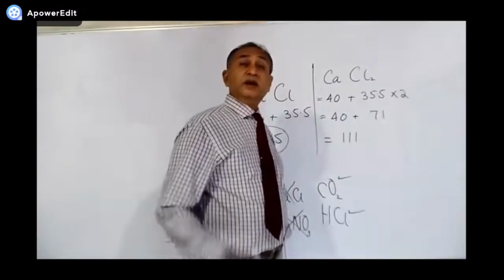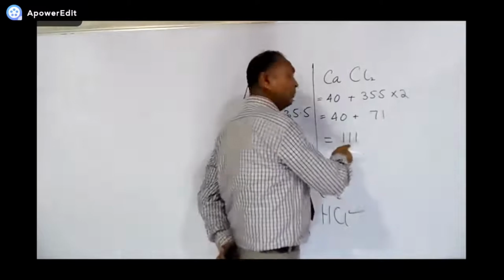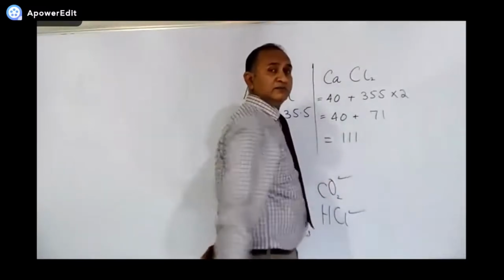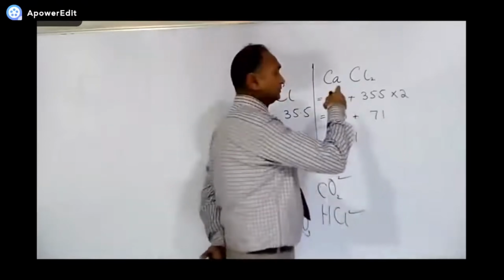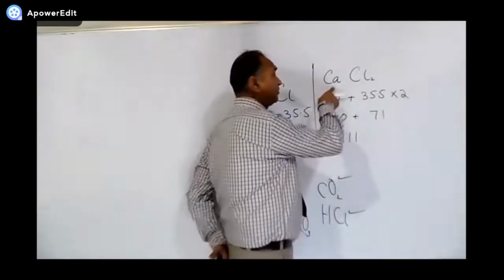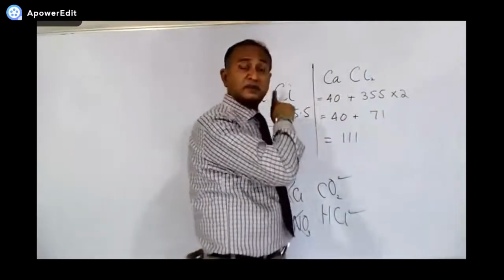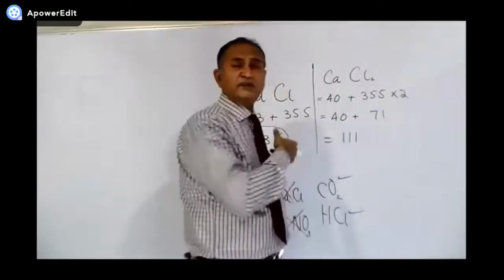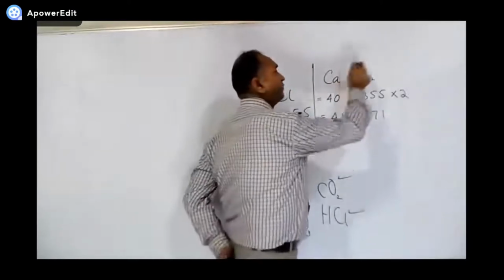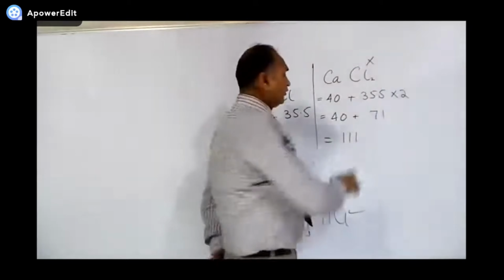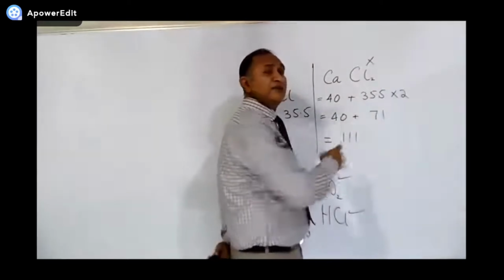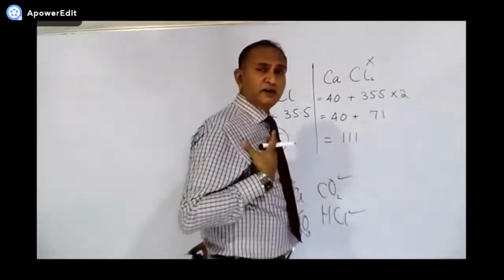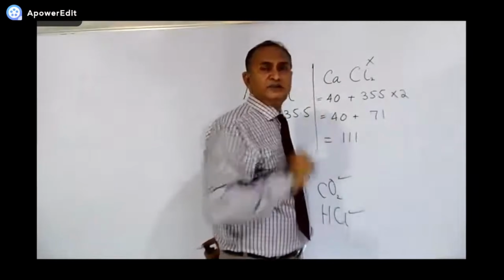So what is the mass? 111. Is it a molecular mass or formula mass? Check the formula. Calcium is there in the table, in the group that I just mentioned. It means it's not a molecule. So if I say its molecular mass is 111, I will be wrong. What else do we call it? We call it formula mass.